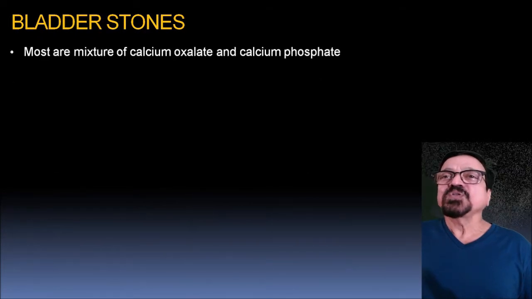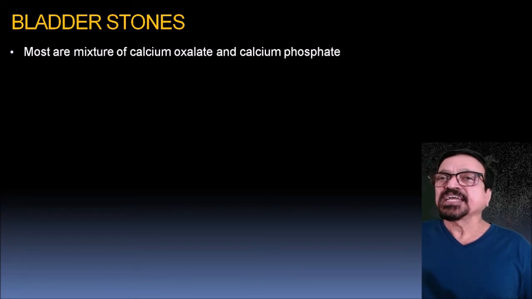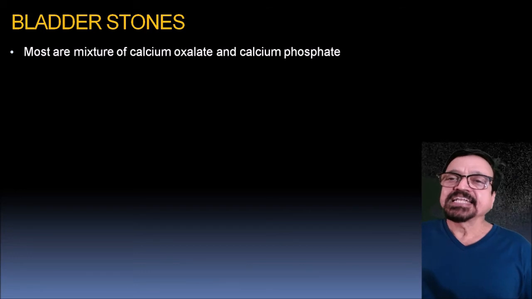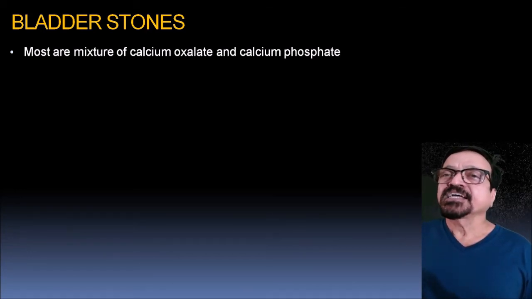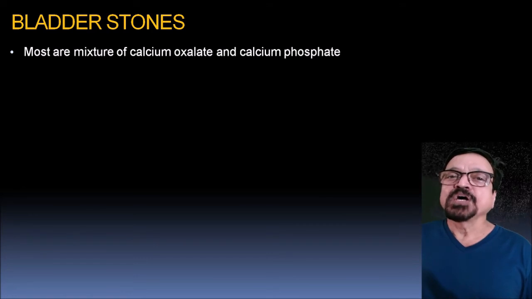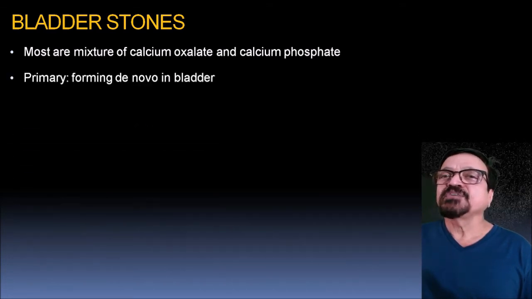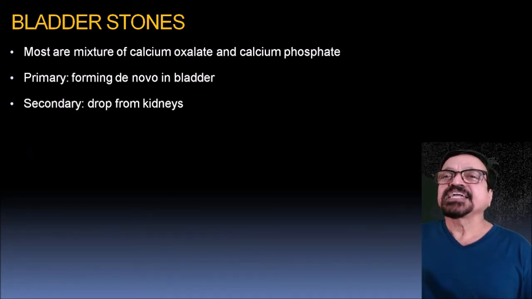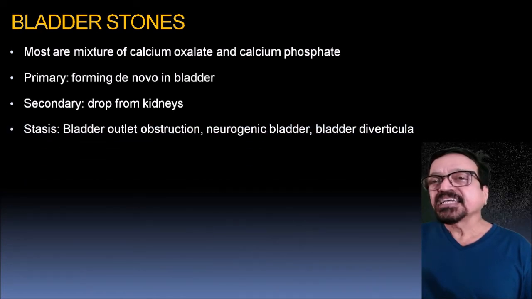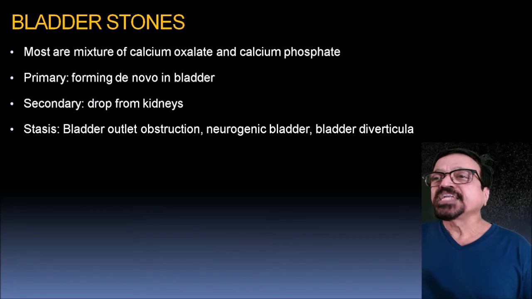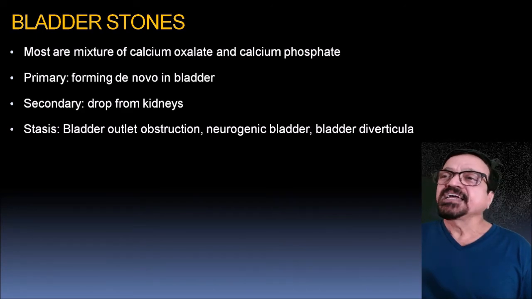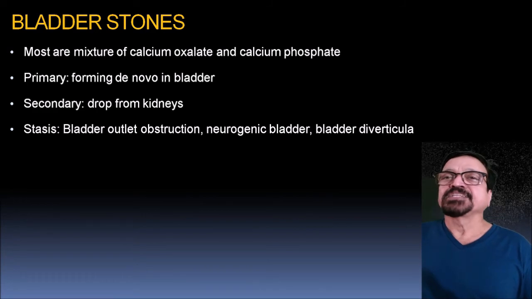Now bladder stone is not covered in this lecture series. Basically the lecture series is meant for the congenital anomalies. They are detected by MCU, but part 1 also includes the technique of MCU, therefore bladder stones are also covered. Most are mixtures of calcium oxalate and calcium phosphate, primarily forming de novo in the bladder, then secondarily dropping in from the kidney. Then stasis, bladder outlet obstruction, neurogenic bladder and bladder diverticulum are some other examples.